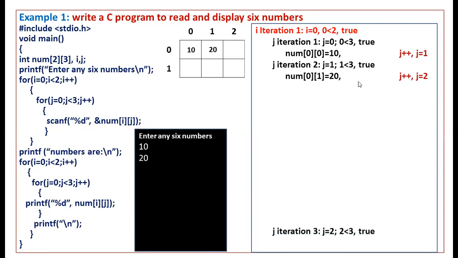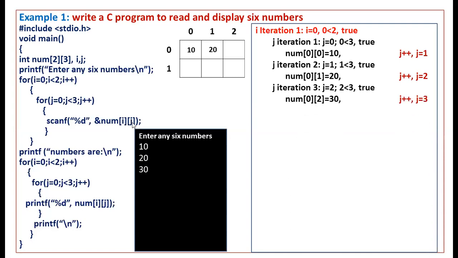J value is 2. Next iteration, j is equal to 2. 2 less than 3, it is true. If it is true, scanf will execute. In scanf, enter element 30. 30 will be assigned to num of I, j. I value is 0. J value is 2. 30 will be assigned to num of 0, 2, row number 0, column number 2. Element stored. J increment. J value is 3.